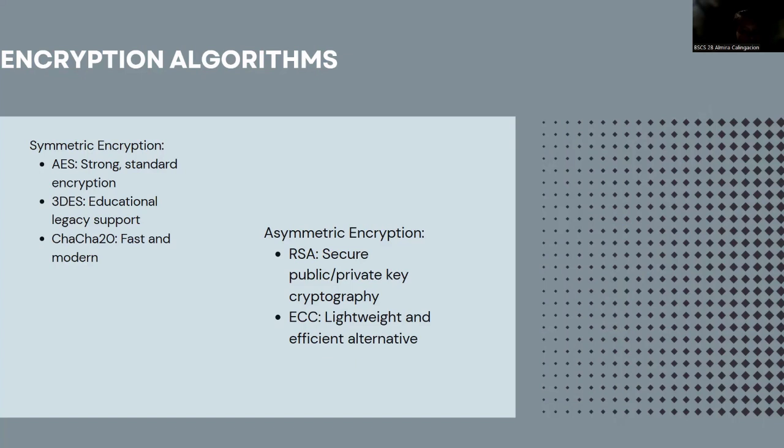And for asymmetric encryption, we use RSA, widely used for secure communication, and ECC, elliptic curve cryptography, a more efficient alternative ideal for mobile and low power devices.